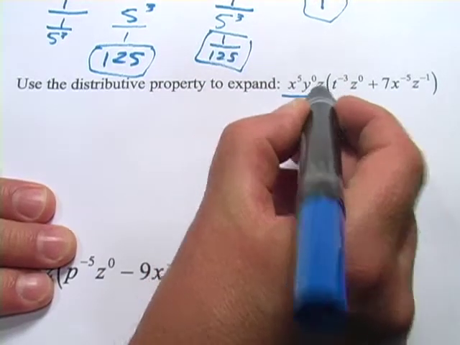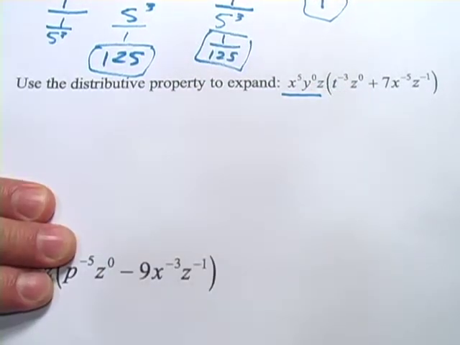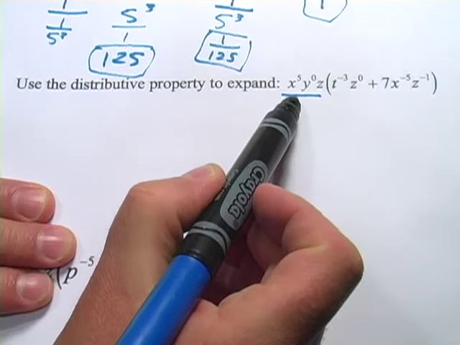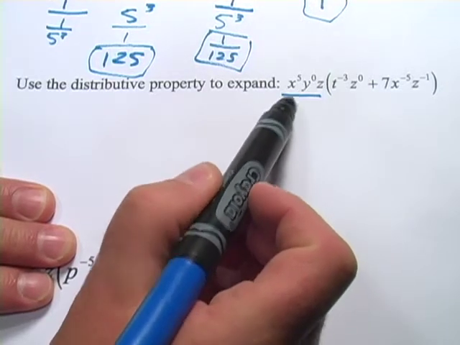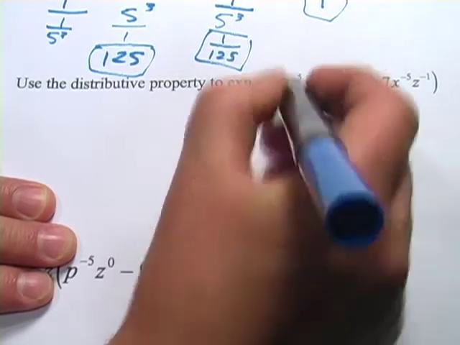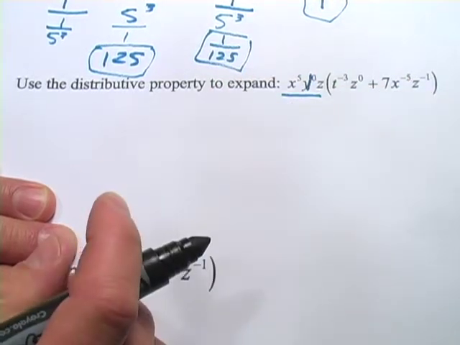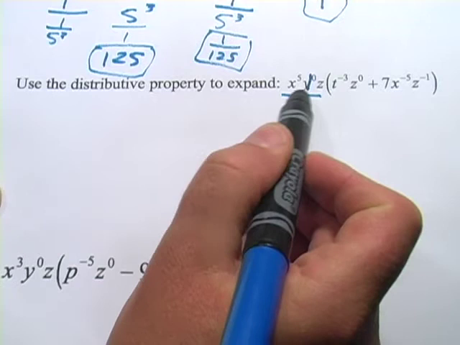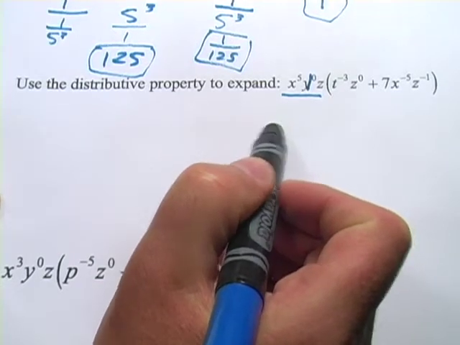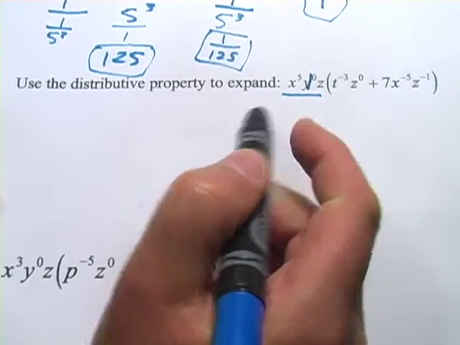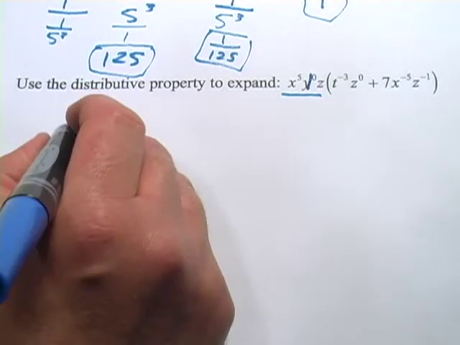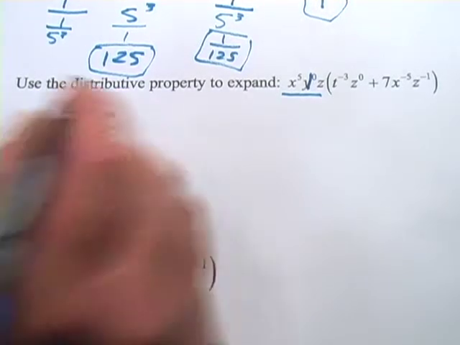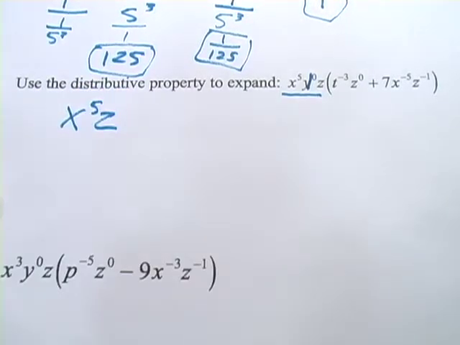Let's look at this term out front of the parentheses. We have x to the 5th times y to the 0 times z. Well, y to the 0 is 1. Because anything to the 0 power is 1. And x to the 5th times 1 times z, well, it's almost like that 1 disappears because anything times 1 is still itself. So we can rewrite that term out front as x to the 5th z. So already it's a little bit simpler.